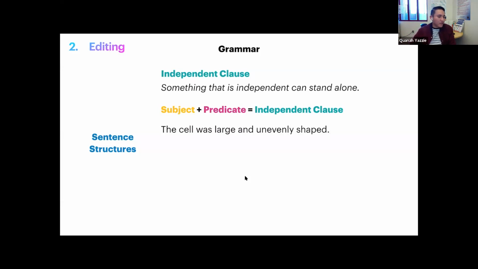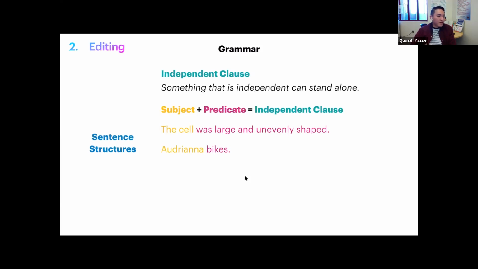So the cell was large and unevenly shaped. And we have another one, Adriana bikes. Here, when we're looking at these two things and we separate them into subject versus predicate, you see the yellow is where the subjects are. So the cell is the subject, and the predicate is was large and unevenly shaped.